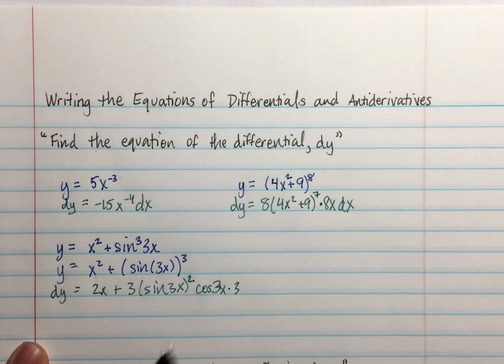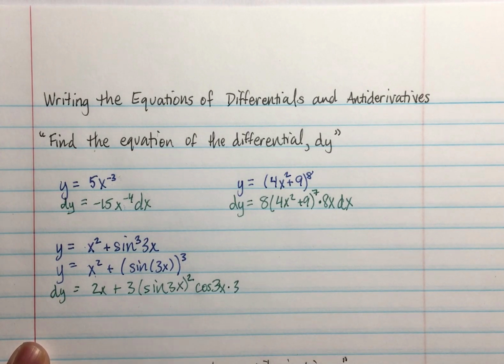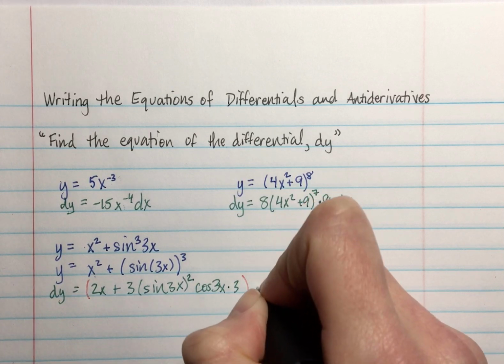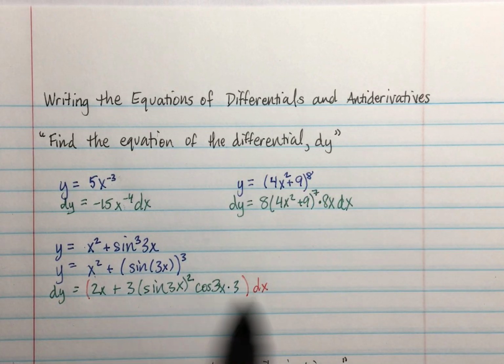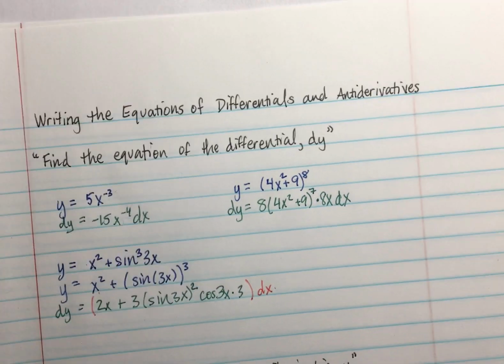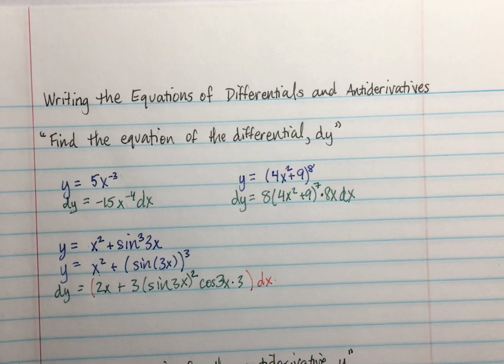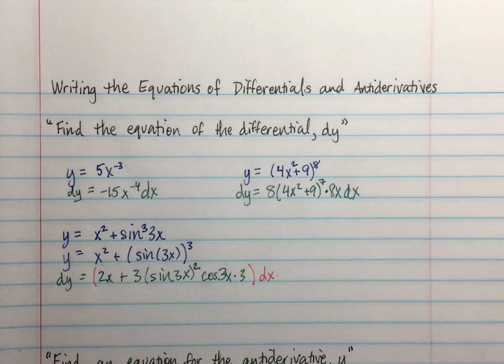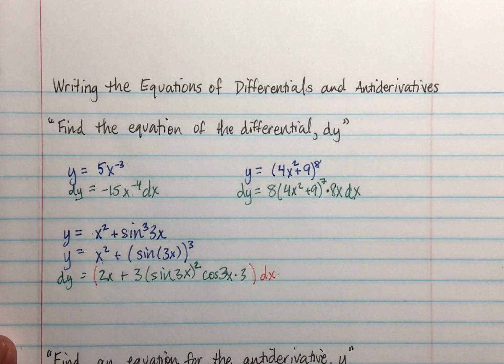And here is where the mistakes are made, so watch out for it. Just like when you're doing times derivative of the inside and there's a plus in there, we need parentheses around that because the whole thing is getting hit with the dx. Okay. So that's finding the equation of a differential. For all practical purposes, it's just derivatives. So you're going to get some great practice on that today.